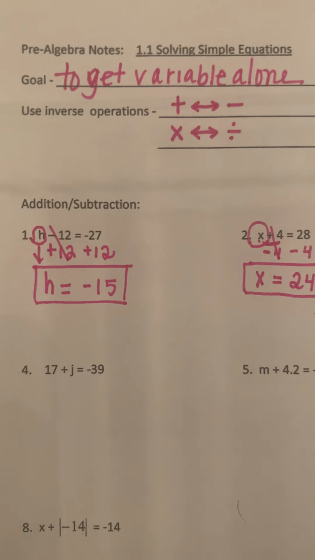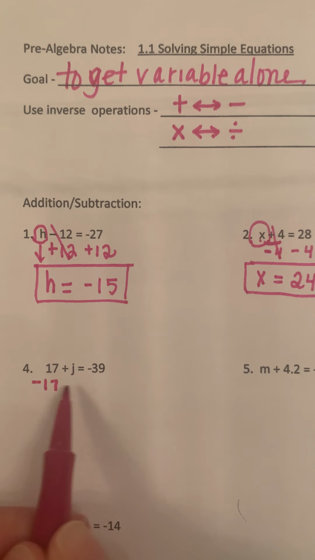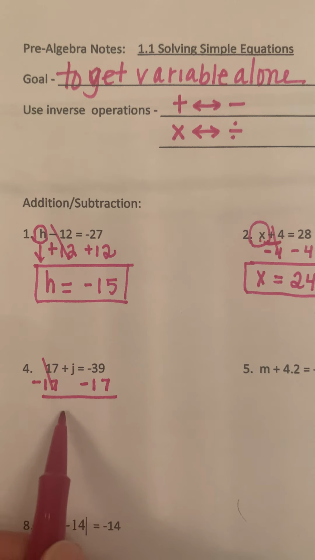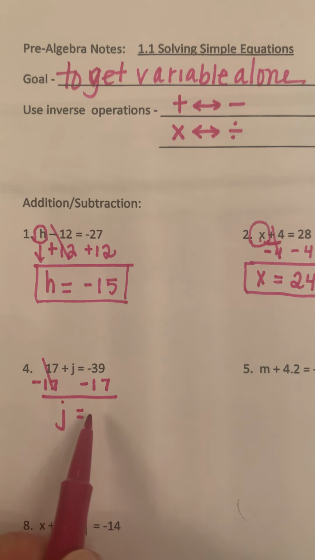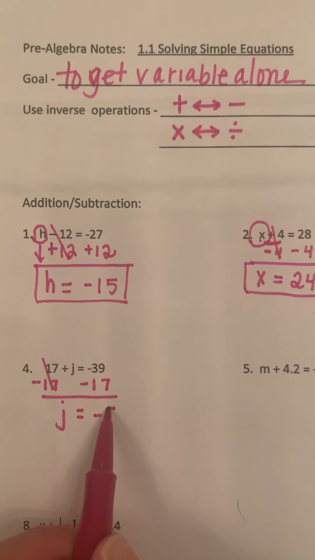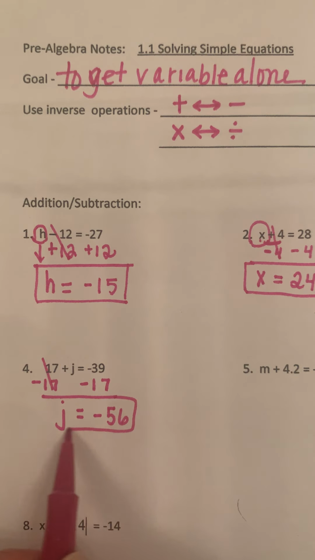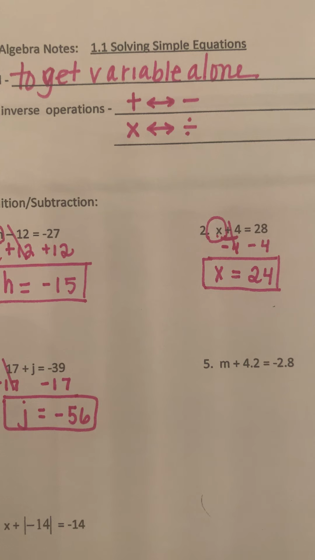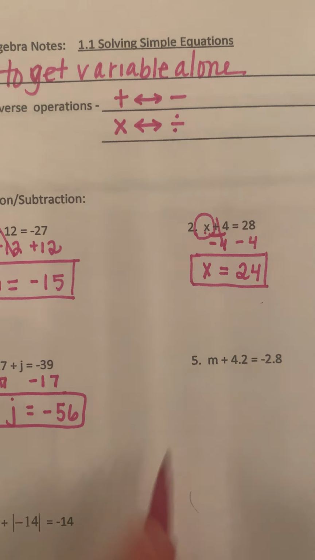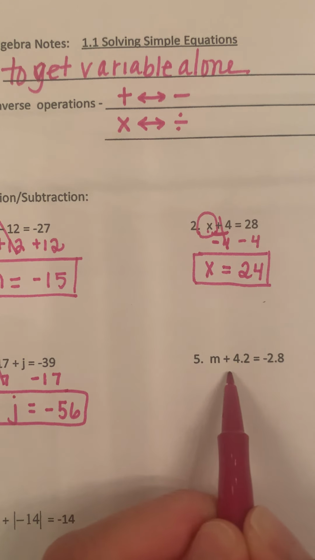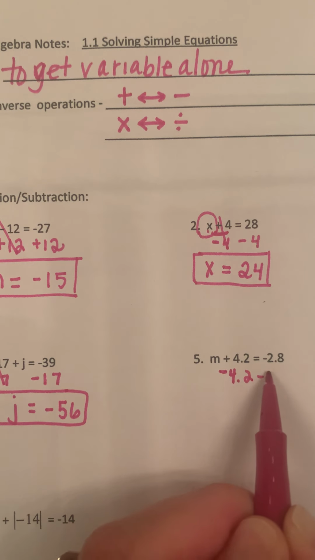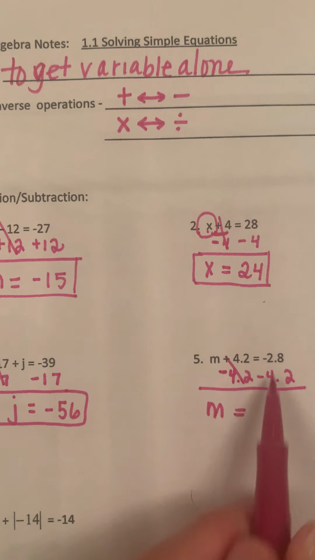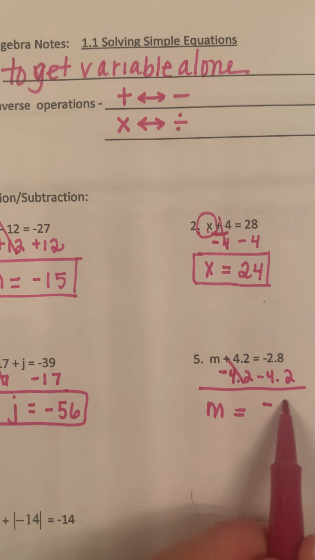Same thing for 4. Subtract 17 from both sides because we're solving for j. So negative 39 and a negative 17 give you negative 56. For 5, I gave you a decimal. It's plus 4.2, so you want to subtract 4.2. A negative and a negative, remember you add them up, keep the sign. So you should get negative 7.